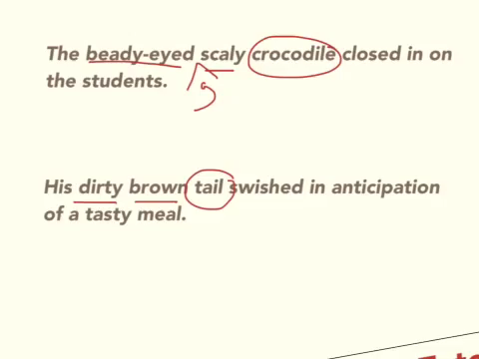See where you have to kind of think about this? I think it's more likely that the tail is a dirty brown color, so I'm not going to put a comma between those two adjectives.